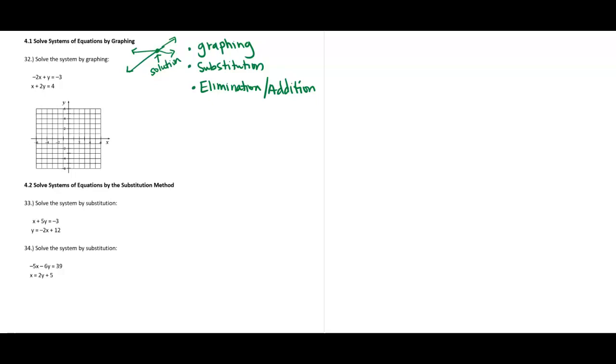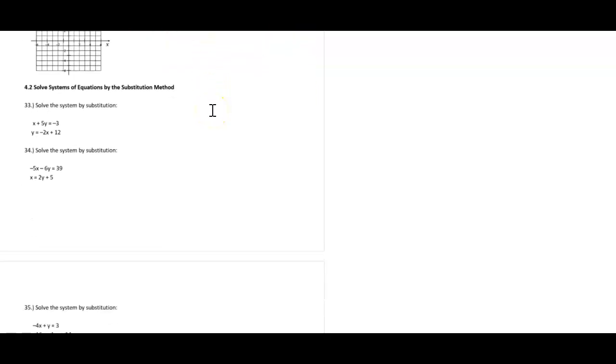All right, so I'm not going to solve one by graphing, but let's go down and look at solving by substitution and by elimination. Right, so substitution is nice to use when you have one of the variables already by itself. Right, so I see y equals all of this stuff. Well, that means I can substitute all of that stuff in place of y in my other equation. And then I can solve it for x.